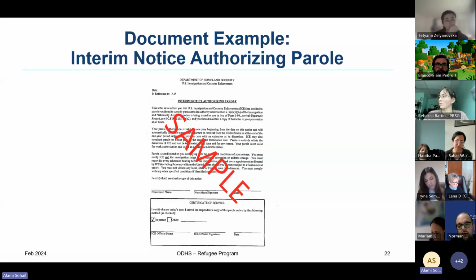And this is the final document I have on here. This is an interim notice of parole. This is a fairly new document. We started seeing this in early 2023.